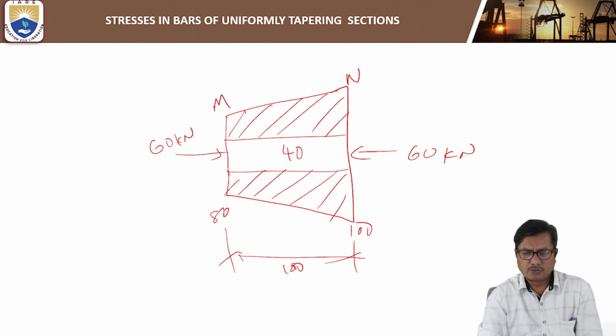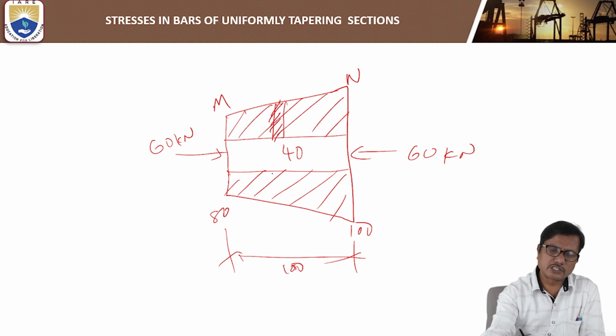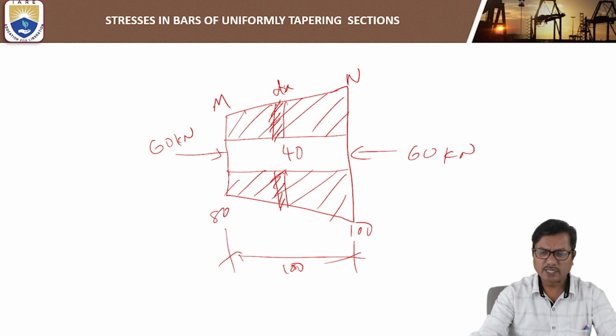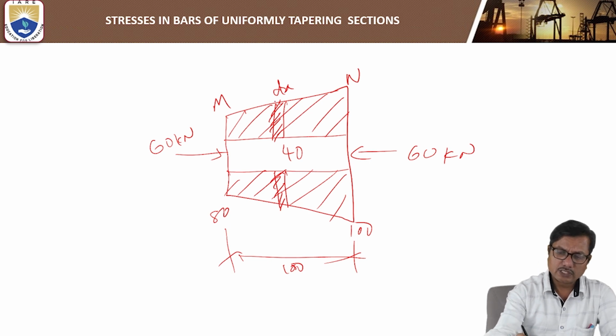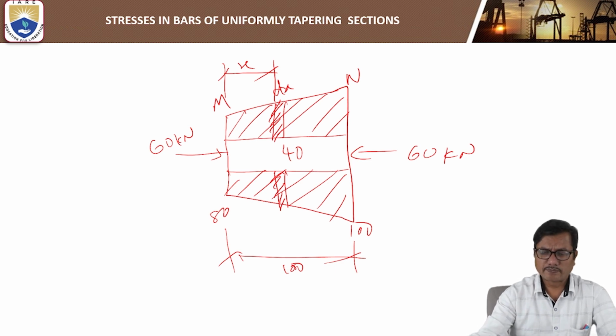There is a central hole in the portion MN. So for this we consider again an elementary strip of thickness dx, at a distance x from the left end M.